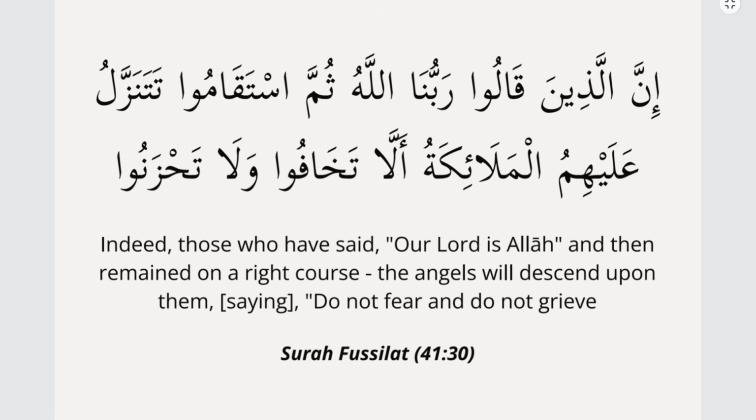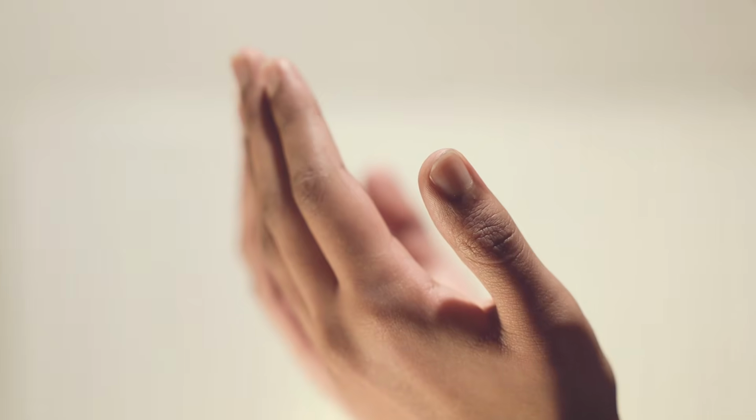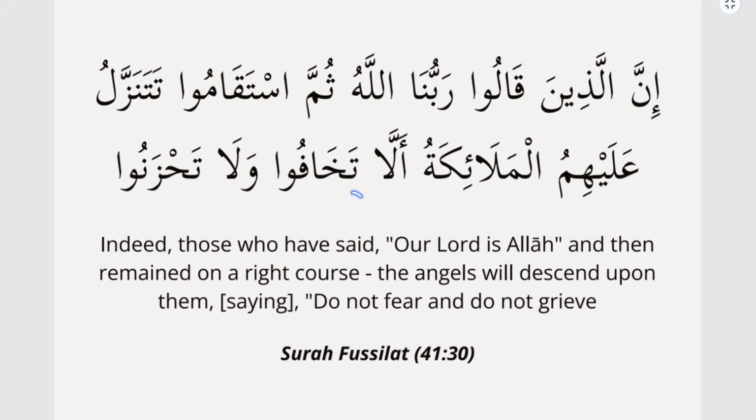In Surah فصلت, Allah says, إن الذين قالوا ربنا الله ثم استقاموا تتنزل عليهم الملائكة ألا تخافوا ولا تحزنوا. Here the Quran says that the angels تتنزل, keep descending on those who believe in Allah and remained on a right course, to assure them not to be afraid and not to grieve.